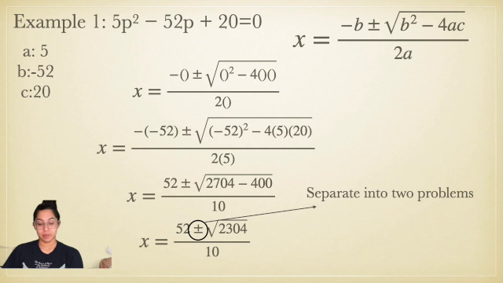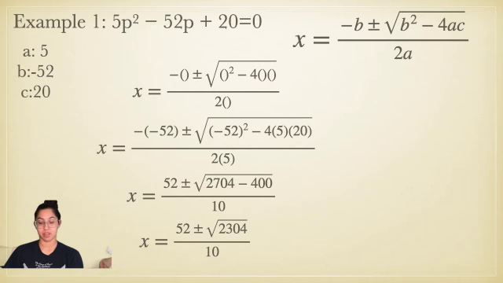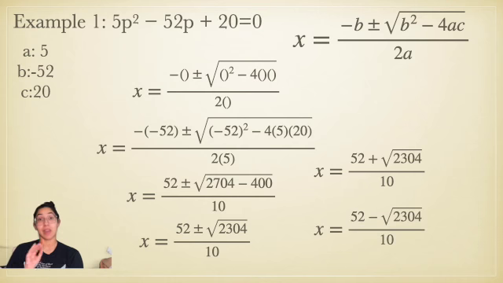So let's go ahead. Get rid of this, this, and this. So x equals 52 plus square root of 2,304 divided by 10, and 52 minus square root of 2,304 divided by 10. Notice that I'm leaving it right here first. Okay, so if they ask you for the most exact answer, this is your most exact answer.